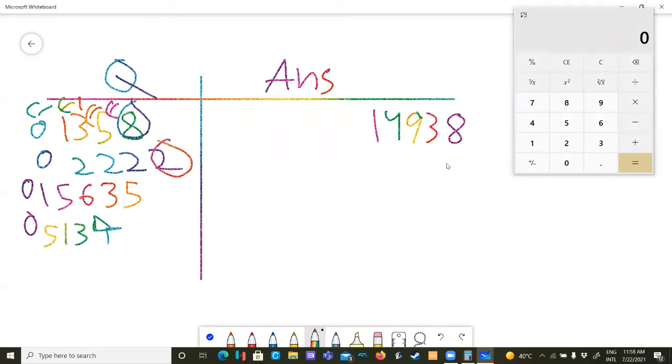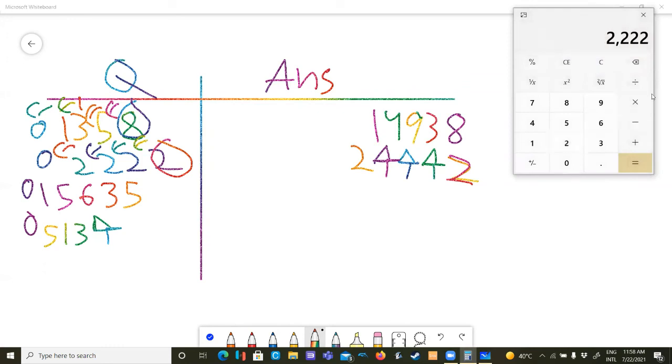Moving to 2,222. Starting with 2. 2's neighbor is 0, so 2 plus 0 is 2. Moving to 2. 2's neighbor is 2, 2 plus 2 is 4. Moving to 2. 2's neighbor is 2, 2 plus 2 is 4. Moving to the last 2. 2's neighbor is 2, 2 plus 2 is 4. Moving to 0. 0's neighbor is 2, so 0 plus 2 is 2. The answer is 24,442. Let's check this in the calculator. 2,222 multiplied by 11. 24,442.